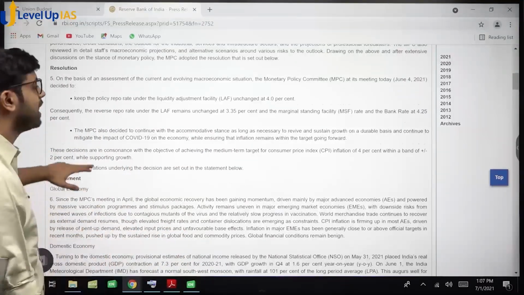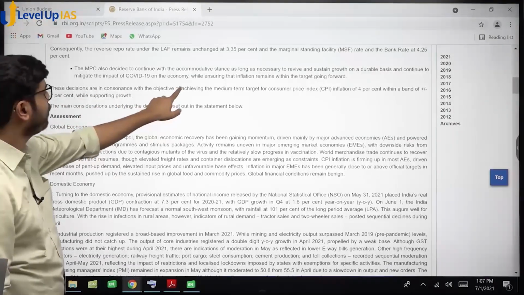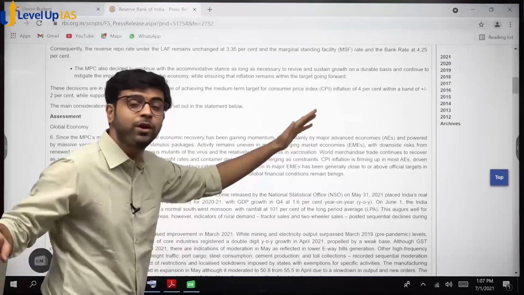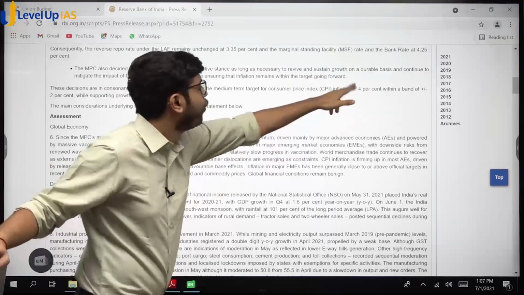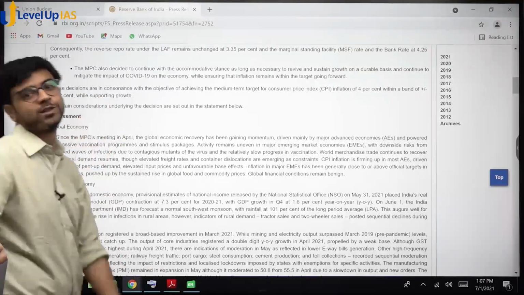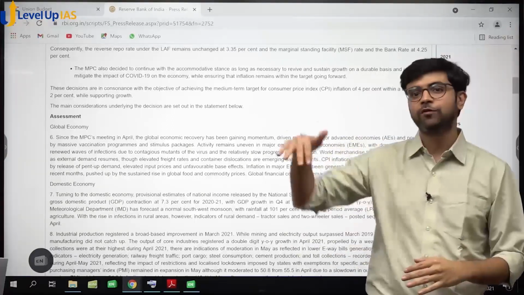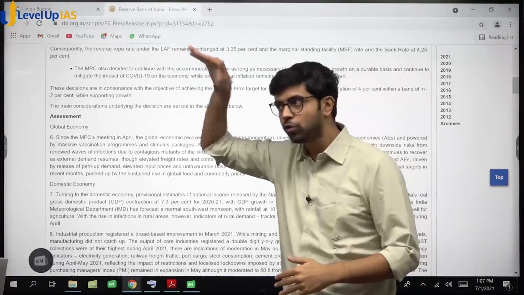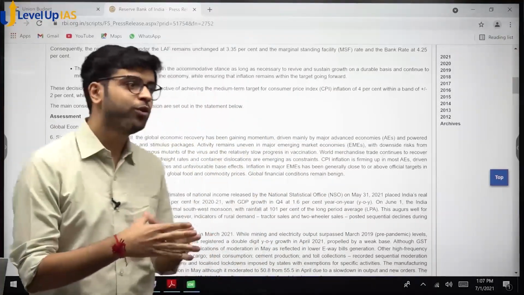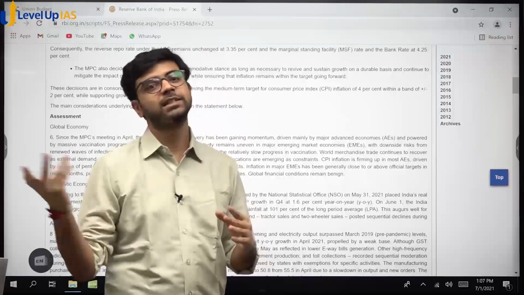This is what we are talking about. And these are the considerations. See this, the decisions are in consonance with the objective of achieving the medium term target of CPI. We know more than this. It is headline CPI combined of 4% within a band of plus minus 2% while supporting growth. So not only inflation, growth also you have to take care of. But these are opposites. When you go for growth, inflation rises. You want to control inflation without controlling growth. Understood? Basically, you want to reach closer to potential GDP, if you remember. Above potential GDP, it is inflation.